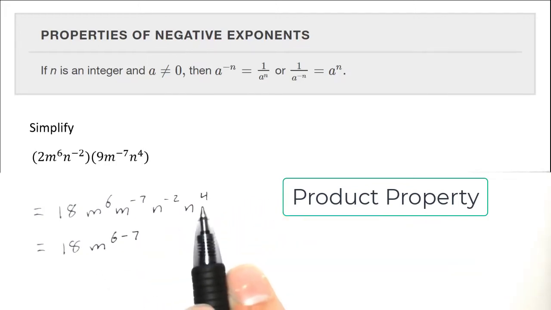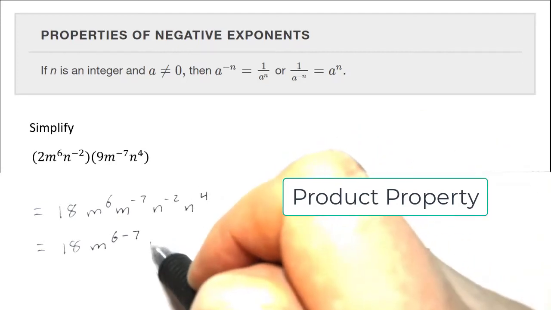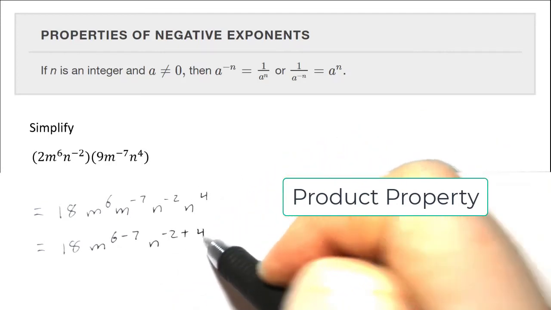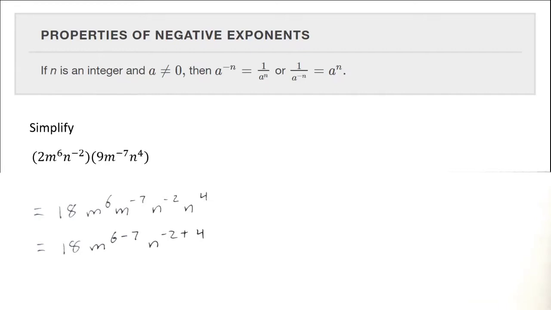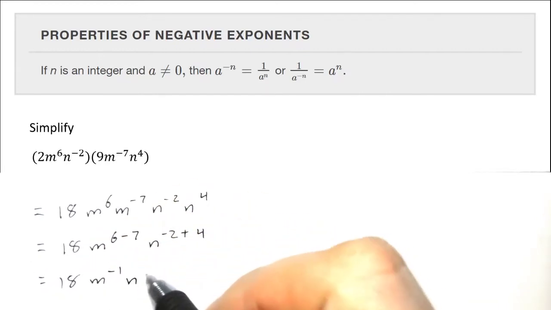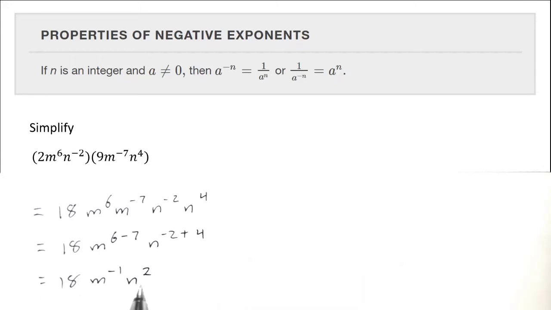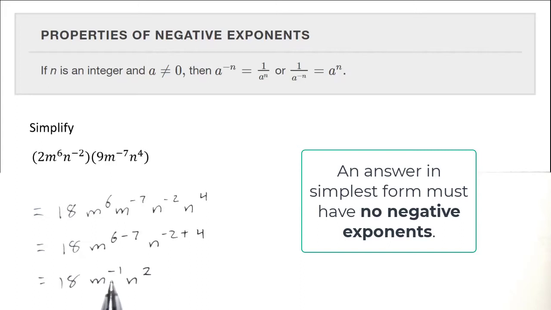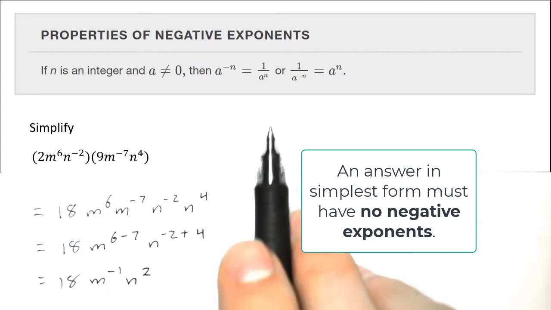And again, we can add the exponents here. Okay, now let's simplify things. Okay, so this looks pretty good, except when we simplify, we always like to have the final answer not have any negative exponents.